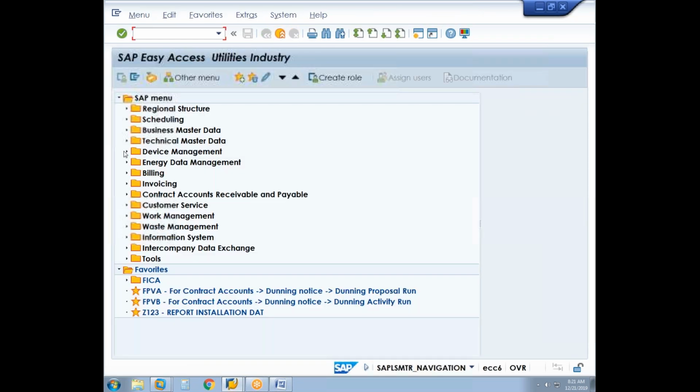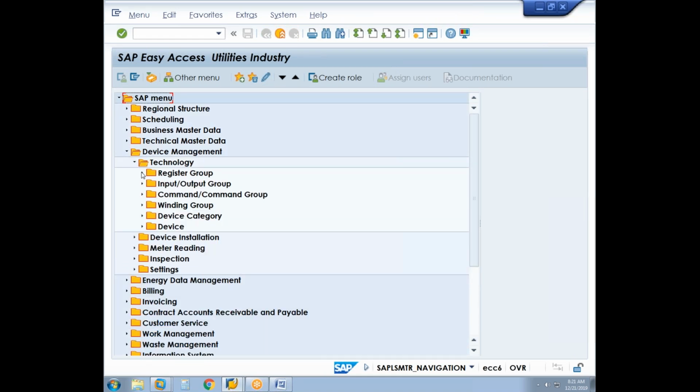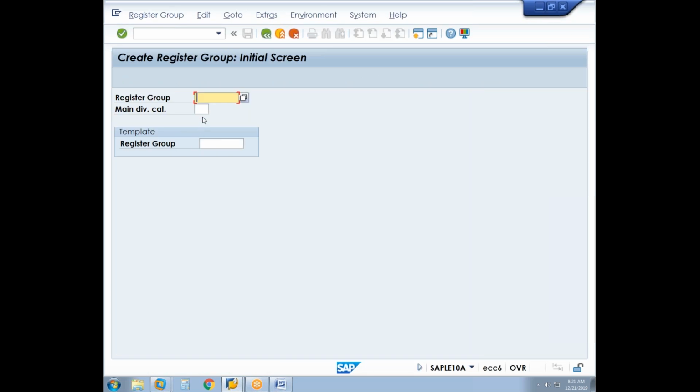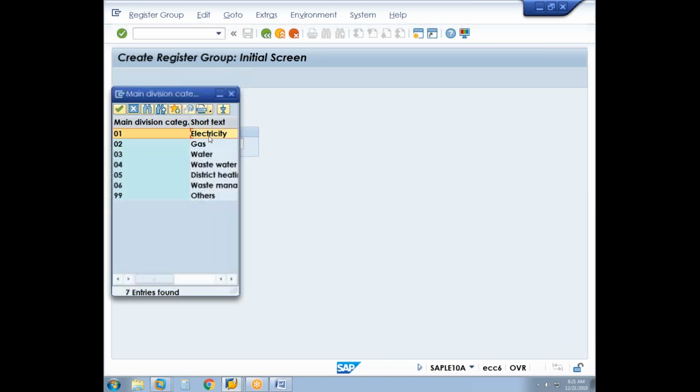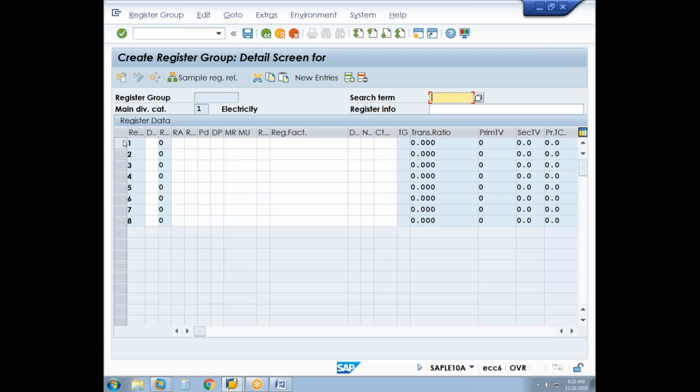So now let us go and create one register group. Technology register group create. First we enter the division category here, and then we say electricity and then continue. Now each line pertains to data for a particular register. If you've got two registers, then you'll be entering information for two lines, register number one, register number two. If you've got three registers, then you'll be entering data for register one, register two, register three. That's why it's called register group. It contains information about one or more registers.